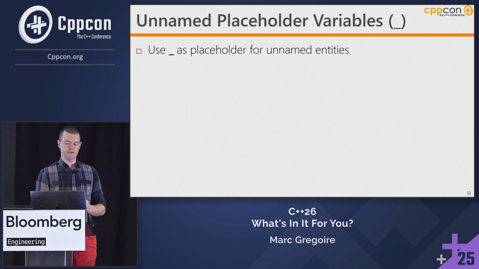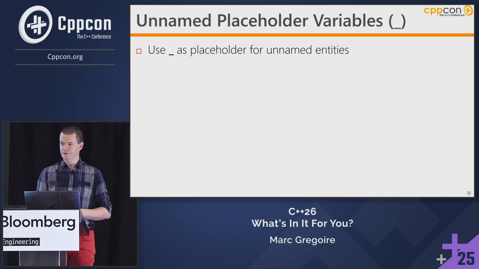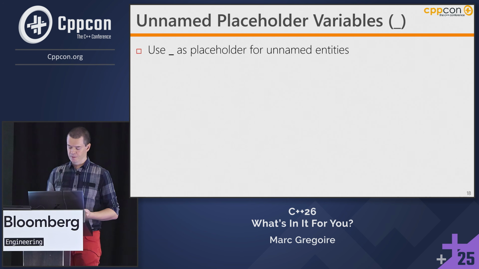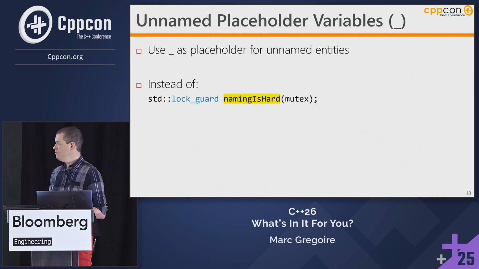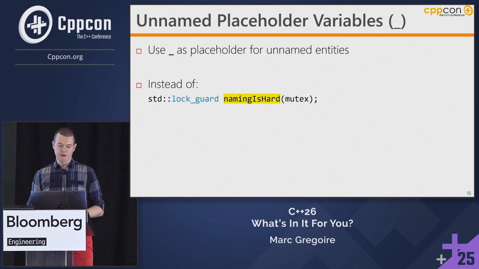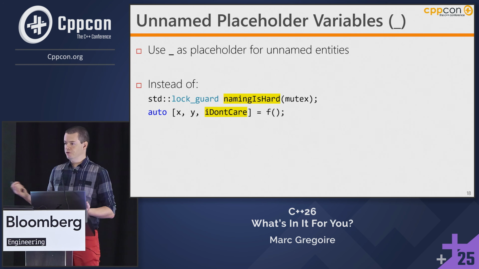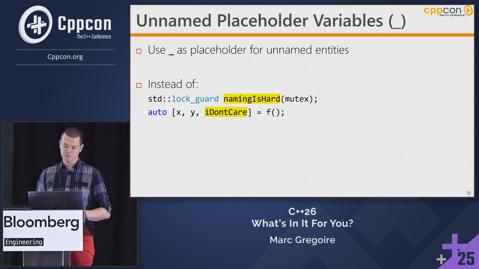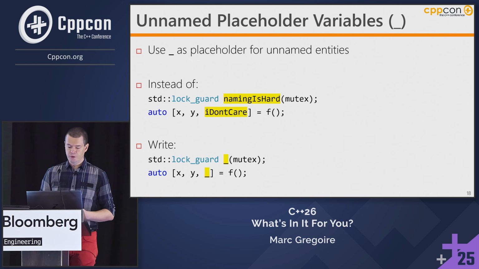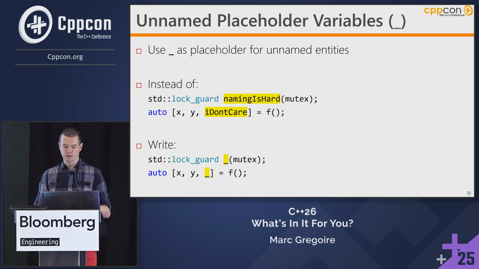Next, unnamed placeholder variables. Sometimes you must invent some random name for an entity, and afterwards you never use that name anymore. So let's look at an example. If you use a log guard, you have to give that thing a name, even though you will never use that name. Or sometimes you use a structured binding and you don't care about one of the bindings. So you have to invent the name before C++26. With C++26, you can use the underscore placeholder as a kind of unnamed entity.